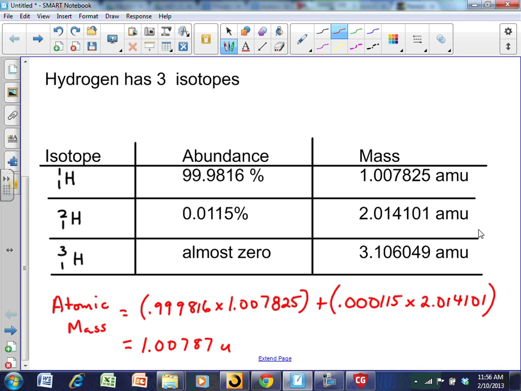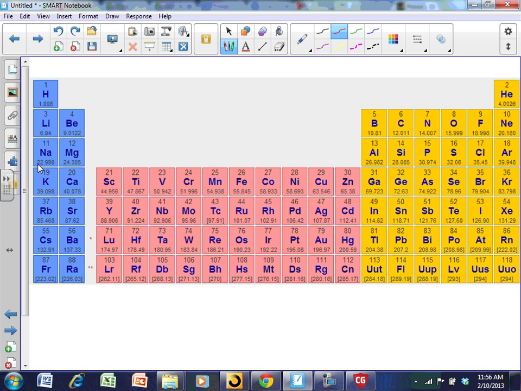It represents an average, which is why when you do calculations, you have to use the mass on the periodic table unless you have a pure isotope that's all alone. But in nature, you have a mixture of all the isotopes, and that number on the table is the average mass of that mixture.